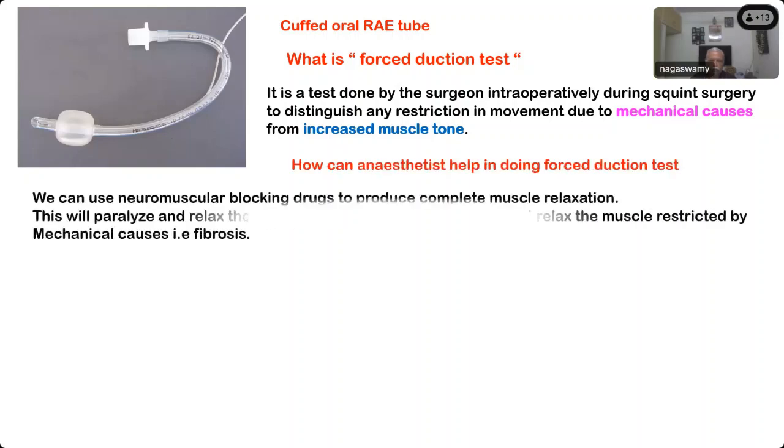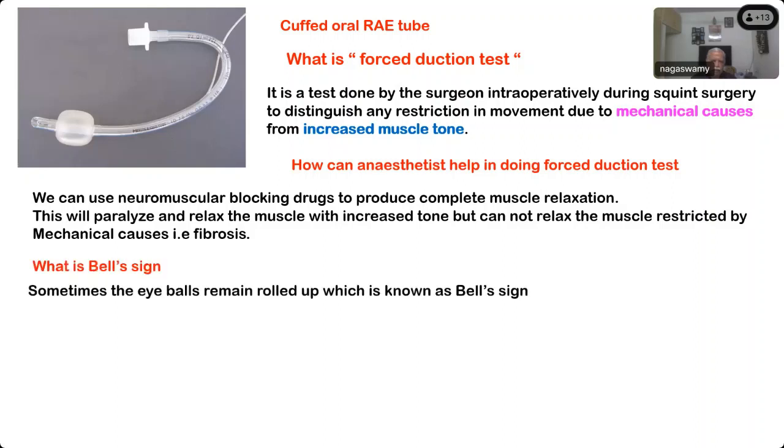And how can the anesthetist help? You can use neuromuscular blocking drugs to produce complete muscle relaxation. This will paralyze and relax the muscles with increased tone, but cannot relax a muscle restricted by mechanical causes.